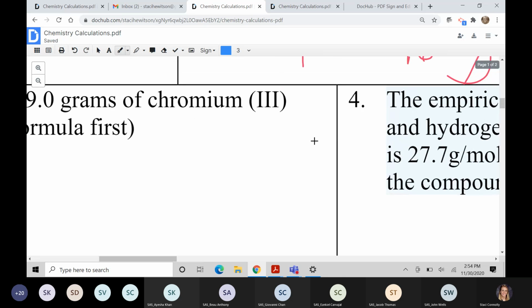I'll give you guys a heads up about what you're going to have on day 2. The first half of the quiz is just going to be nomenclature, meaning writing names and formulas. So you need to be prepared for that.